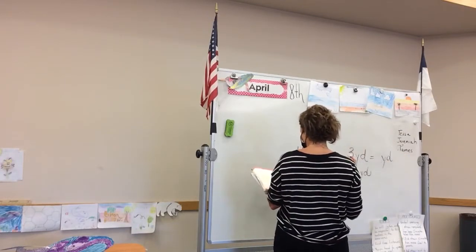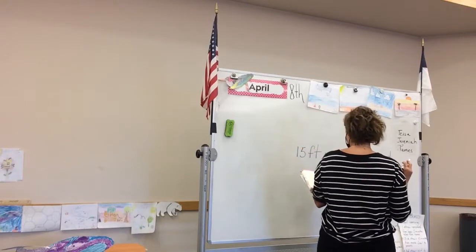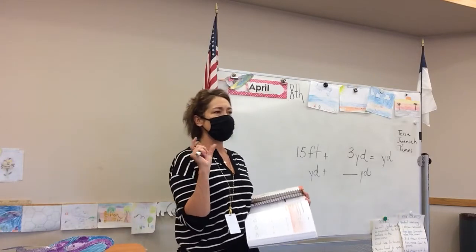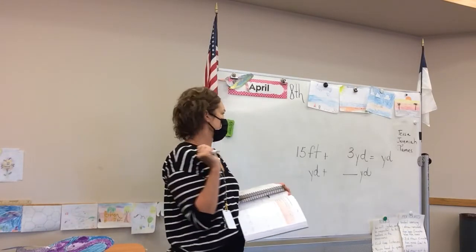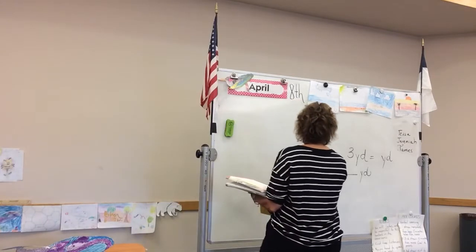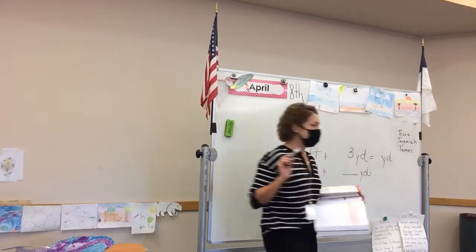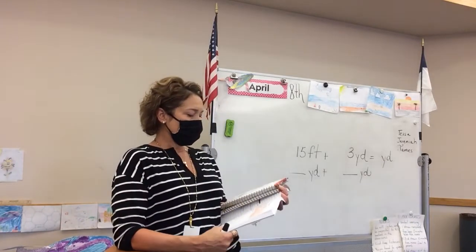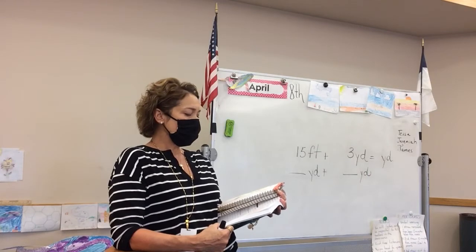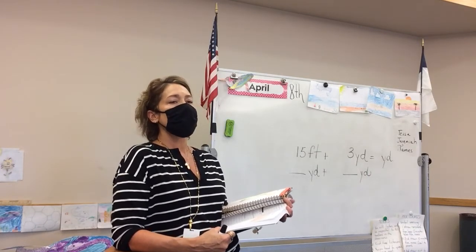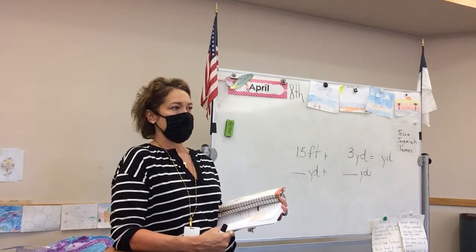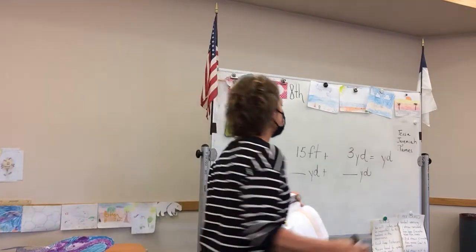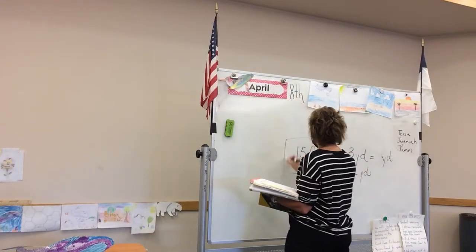All right, so which part of the equation am I going to work on? Which one has a different measurement? 15 feet with yards or yard with yard? Which one am I going to focus on? Look up on it, it says draw a box around the two measures that are different. Which two measures are different? Olivia. The feet and the yard. Yes. And I'm going to put a box around this.